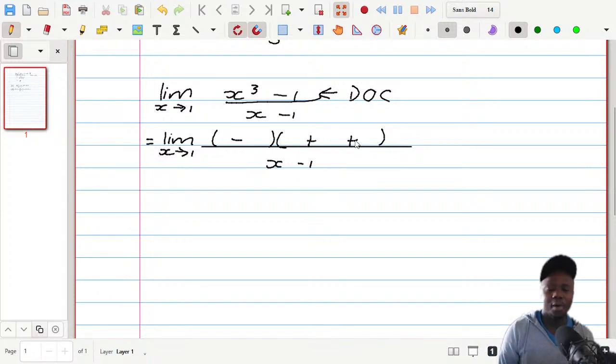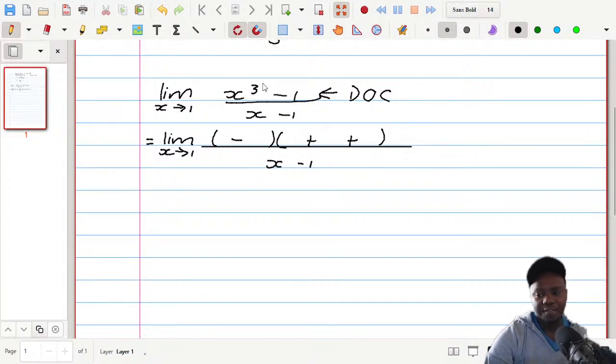If you're not sure about how I'm doing this, or if you're not sure how to do the actual factorization, please have a look at my video on factorizing a cubic expression. I've uploaded a video onto the channel. Please have a look at that and you will understand how to factorize the difference of two cubes.